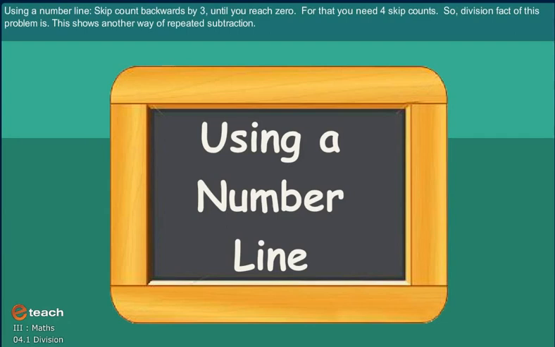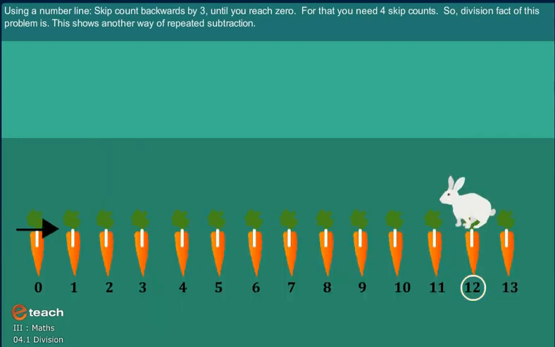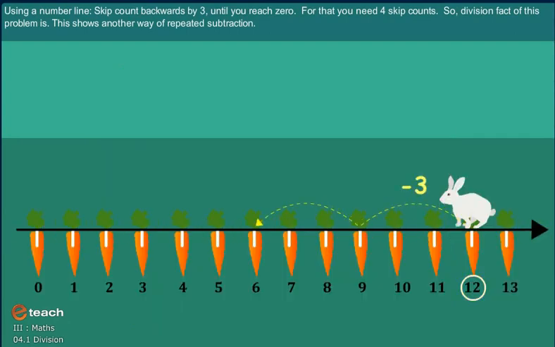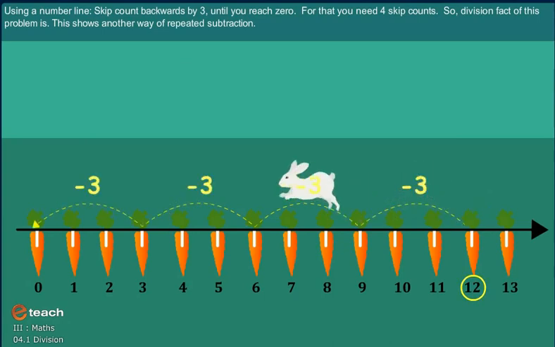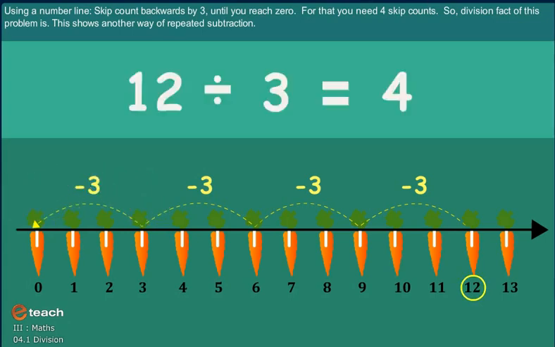Using a number line, skip count backwards by 3 until you reach 0. For that, you need 4 skip counts. So the division fact of this problem is shown here. This shows another way of repeated subtraction.